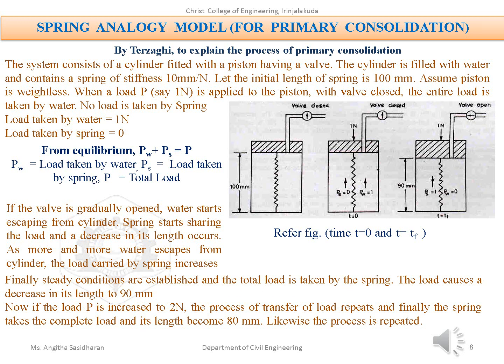Finally, steady conditions will be established and the total load is taken by the spring. So what happens if the entire 1 Newton is taken by this spring, which has a stiffness of 10 mm per Newton? Its length will decrease by 10 mm, and now its new length will be 90 mm. Now if the load is increased to 2 Newton, again the same thing happens, and the final length of the spring will be 80 mm. Likewise, the process is repeated. So this is how the spring analogy model works.